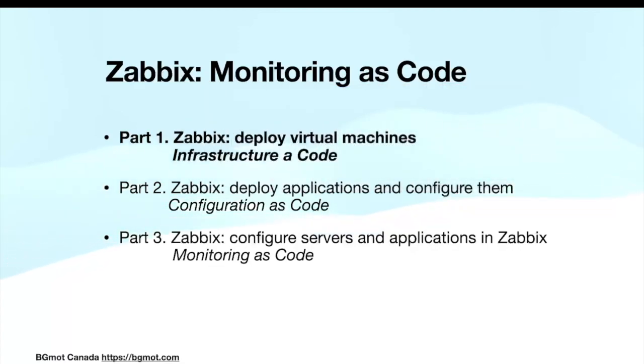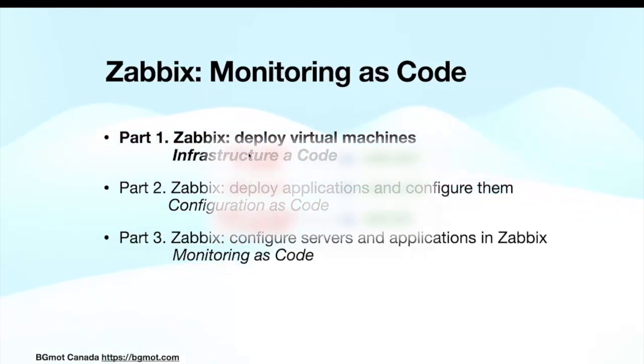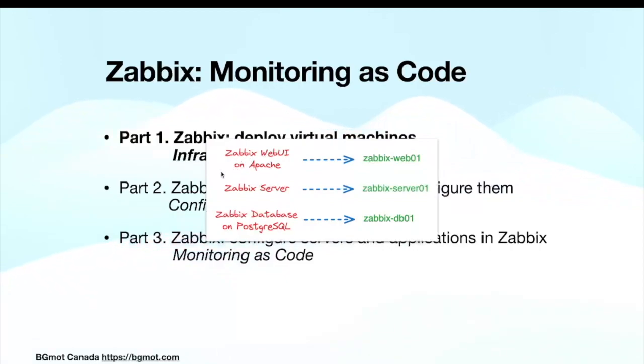In part 2, we go to configuration as code. We deploy applications and configure them. So our end goal is deploy Apache and Zabbix Web UI on top of Zabbix Web 01 VM, Zabbix server code on Zabbix Server 01 VM, and Postgres and Zabbix database on top of Postgres. We are deploying this to Zabbix DB01 virtual machine.